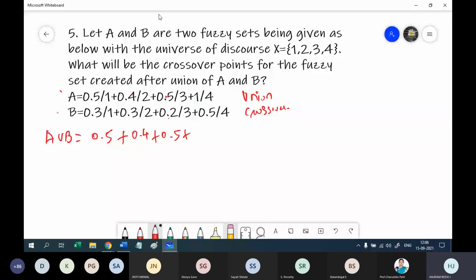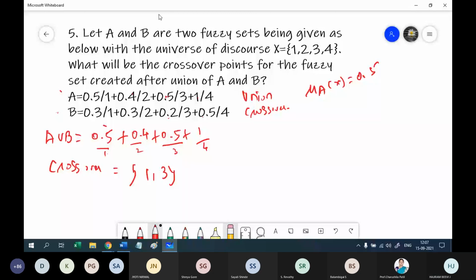Okay. So next, crossover. What is the definition of crossover? The points whose membership value is equal to 0.5. So those are the crossover points. Okay, so the crossover is 1 comma 3, because here and here we have the value 0.5. So the answer is 1, 3.